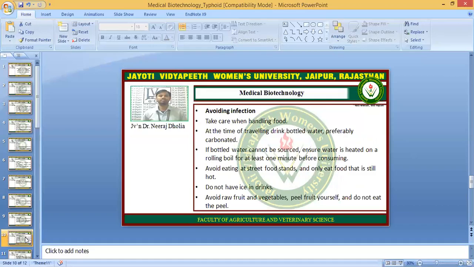So how to avoid the infection? Take care about handling the foods, drink the safe water, and consume the safe food and avoid the street food. While drinking, avoid the use of ice. Hygiene is very important. Avoid raw fruit and vegetables. Peel fruit yourself and do not eat the already peeled fruits.